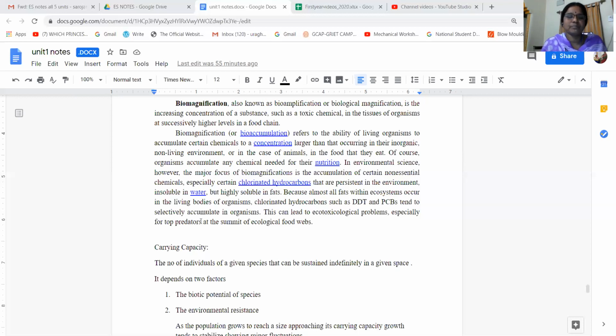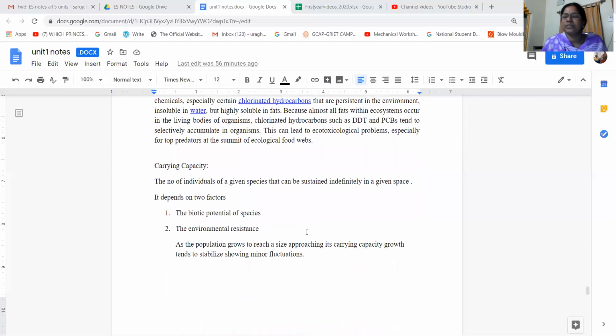the soil, tend to selectively accumulate in organisms. Some organisms, insects, grasshoppers, etc., depend upon plants. Whenever these DDT or PCBs are sprayed, obviously the insects consume them. So this can lead to ecotoxicological problems, especially for the top predators at the top of the ecological food web. So that is called bioaccumulation.